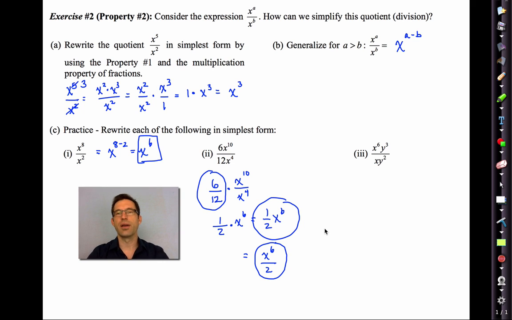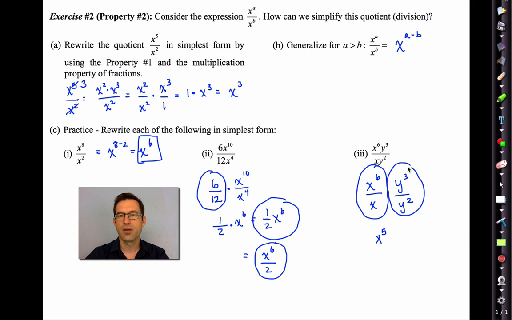Now when we have something like number 3, or subletter 3, or however you want to call it, I don't care. When we have something like this, again, using that property, let me break it up as x to the 6th divided by x to the 1st times y to the 3rd divided by y to the 2nd. Well, now this thing can be written as x to the 5th, and this can be written as y to the 1st, just by subtracting exponents.